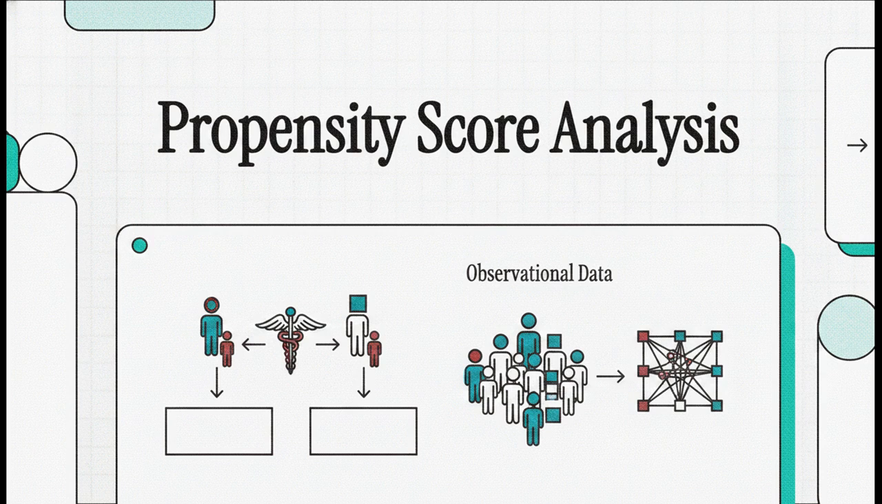Whether it's due to ethical constraints, astronomical costs, or simply the need to look at real-world long-term outcomes, we often find ourselves relying heavily on observational data. And that is exactly where propensity score analysis becomes absolutely vital. Today we're going to break down the mechanics, the assumptions, and the real-world applications of this method, ensuring you're equipped to handle treatment selection bias like a seasoned statistician.